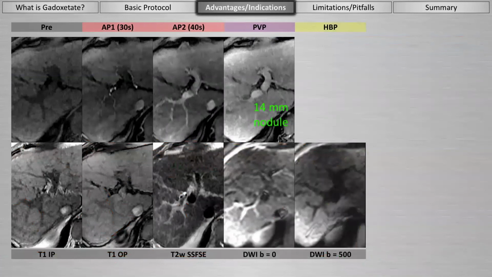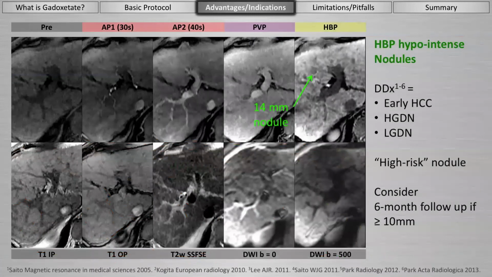So here's an example. This patient has a 14-millimeter nodule. Does anyone see it on any of these images? We have arterial phase, portal venous phase, pre-contrast in and out of phase, T2, diffusion. Does anyone see the 14-millimeter nodule? The answer is no, you don't. But the 14-millimeter nodule is right here. So there it is. So now we see this nodule. It's a hepatobiliary phase hypointense nodule without any other abnormality.